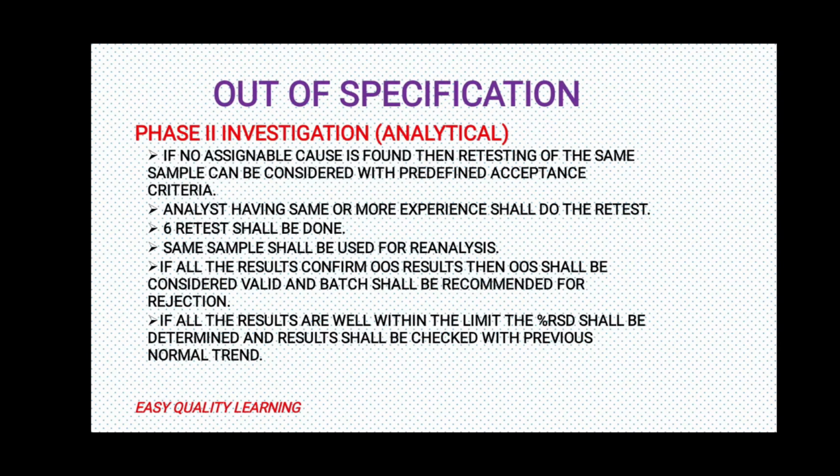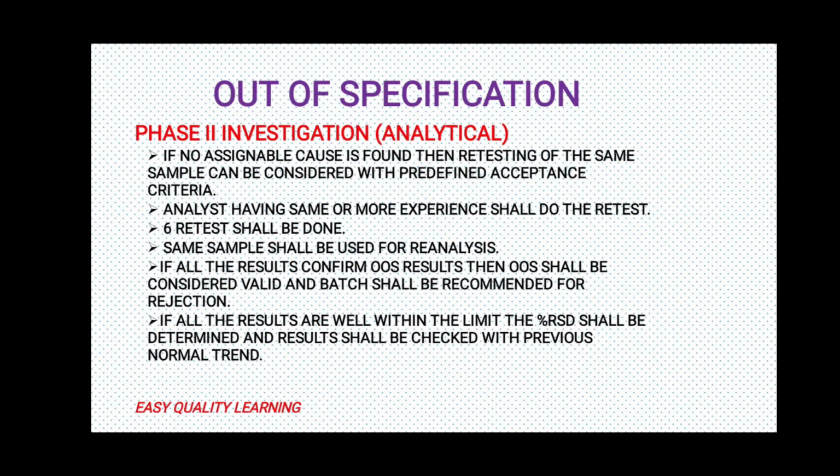Then phase 2 investigation analytical part, how we are going to do. If no assignable cause is found, then retesting of the same sample can be considered with predefined acceptance criteria, which we have discussed earlier. Analyst having same or more experience shall do the retest. So this is the second condition. Then 6 retests shall be done for the same sample. Then same sample shall be used for reanalysis. We should not take another sample for doing reanalysis, or resampling should not be done at this stage.